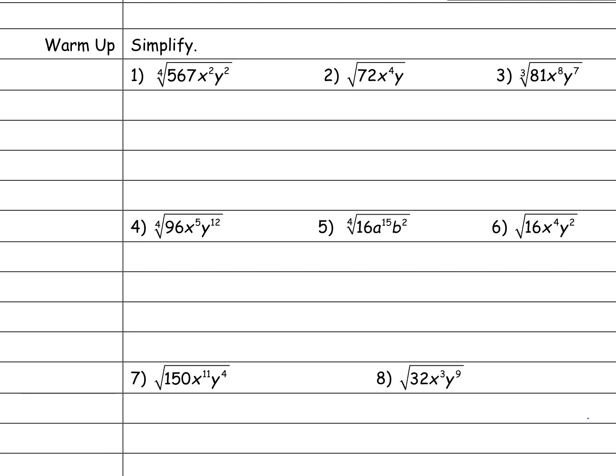So I took 567, I started dividing, and this is what I found. 567 is 81 times 7, and then x squared, y squared. The fourth root of 81 is 3, and then 7x squared, y squared. And then here, for the second one, I did 36 times 2, x to the fourth, y. So I should get 6x squared, square root of 2y.